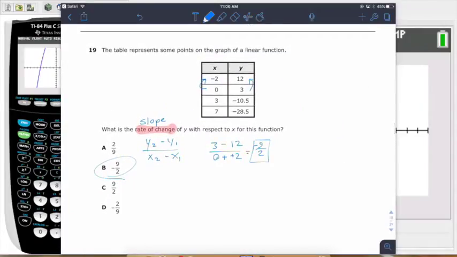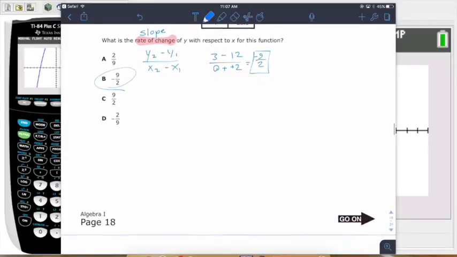So there you go. I guess we're going to do one more here for this video. So rate of change, aka slope. Hopefully not too bad there.